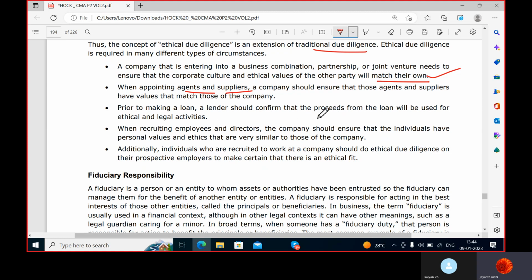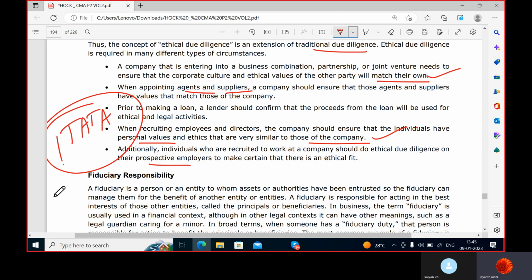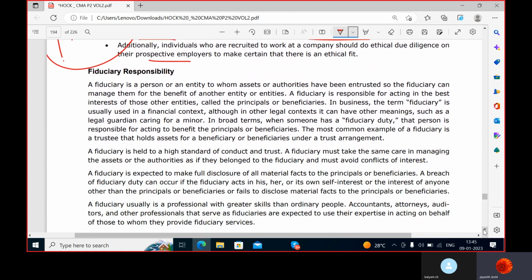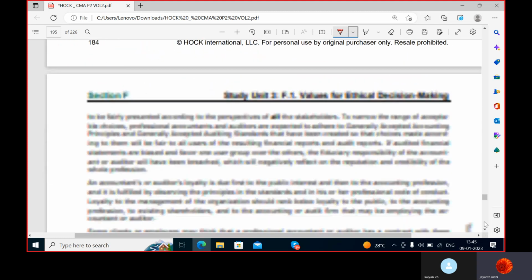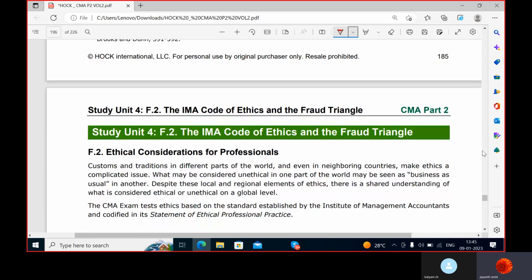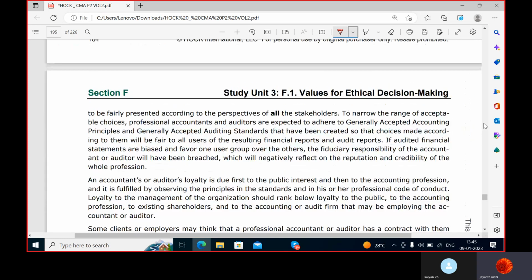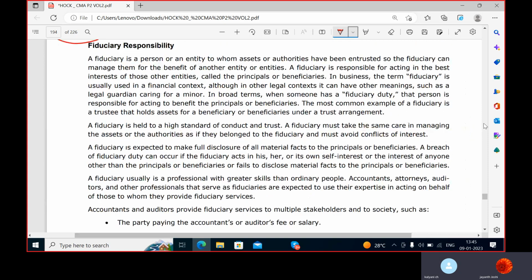When recruiting employees, the directors and company should ensure individuals have personal values and ethics that are very similar to those of the company. Additionally, individuals who are recruited to work at a company should do ethical due diligence on their prospective employers. Even before working with some company, suppose I want to work with Tata, I don't have any problems because I know they have ethical practices and they are a very ethical company. But before working with some less established brand, you should do the due diligence or background check. As they do a background check for you, you should even do a background check for them.